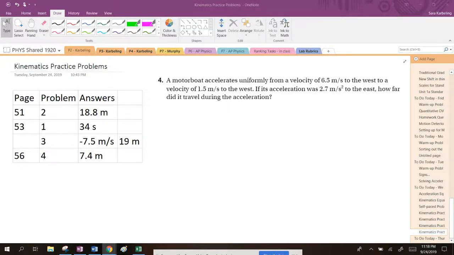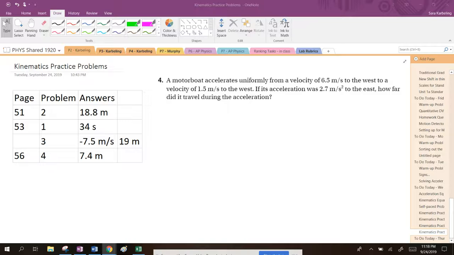All right, last one. Here we go. So this is question number 4 from page 56. It says a motorboat accelerates uniformly from a velocity of 6.5 meters per second to the west to a velocity of 1.5 meters per second to the west. If its acceleration was 2.7 meters per second squared to the east, how far did it travel during the acceleration?